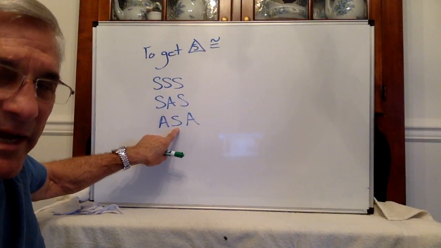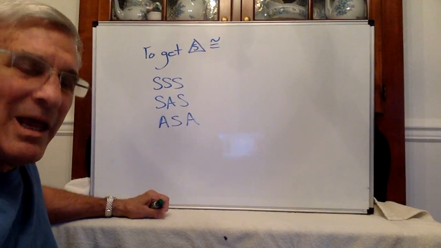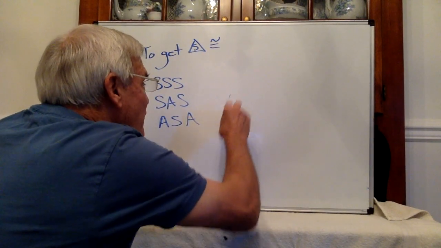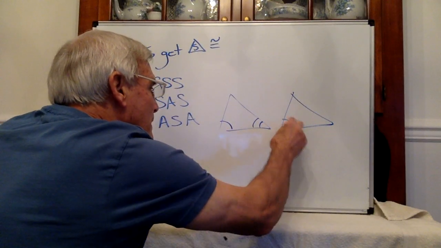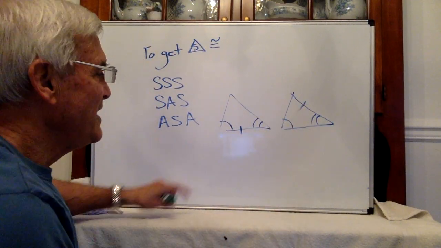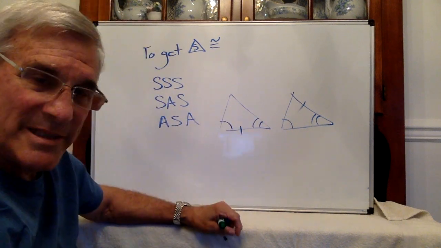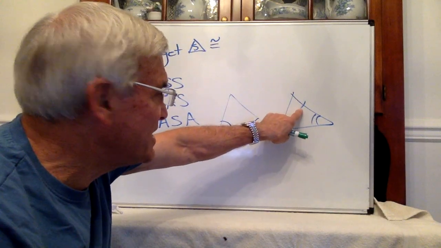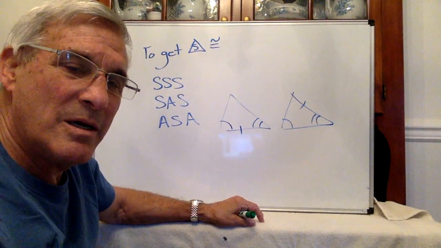The included side is the side that's in between the 2 congruent angles. So the congruent angles lie on opposite ends of that particular side. So be careful. Even though I have 2 angles and 1 side congruent, this is not angle, side, angle, because this is not the included side. It's not in between the 2 congruent angles.